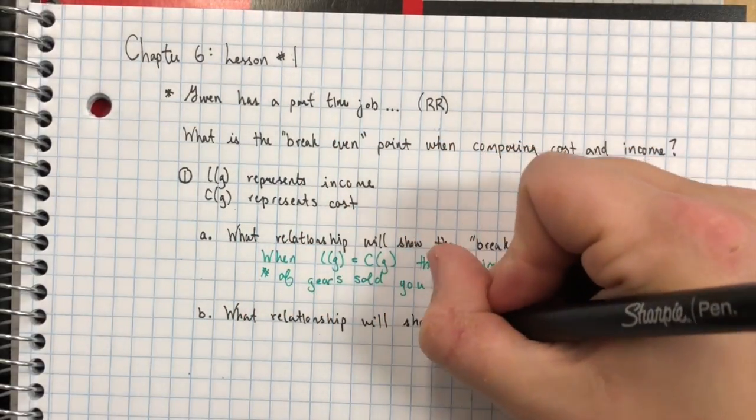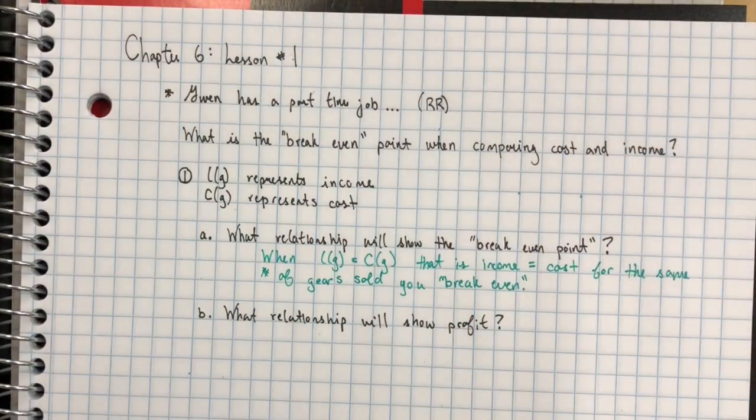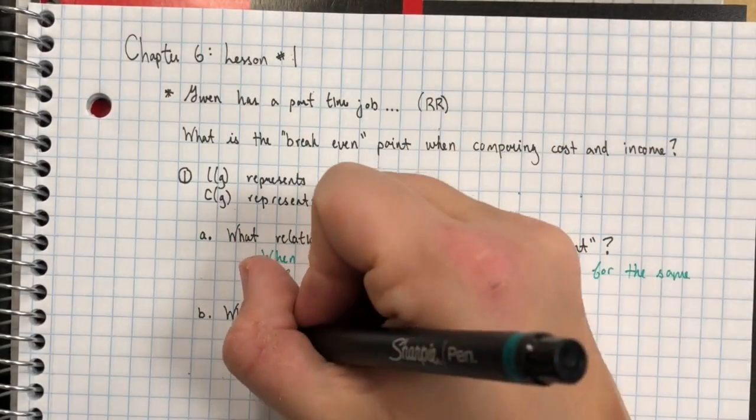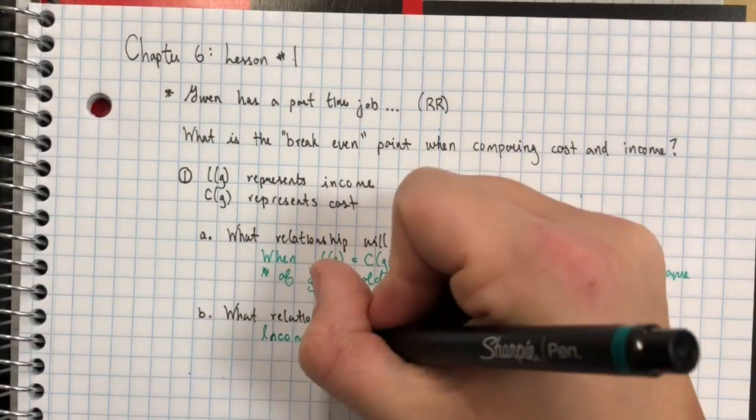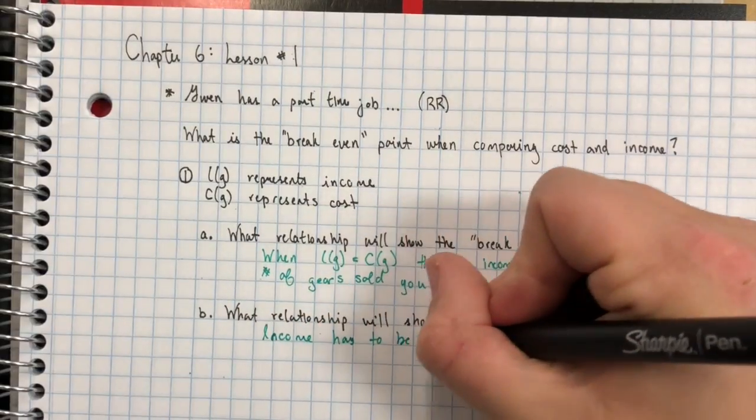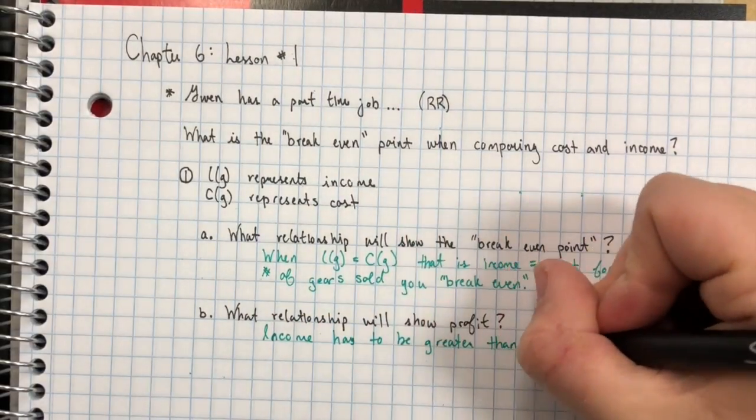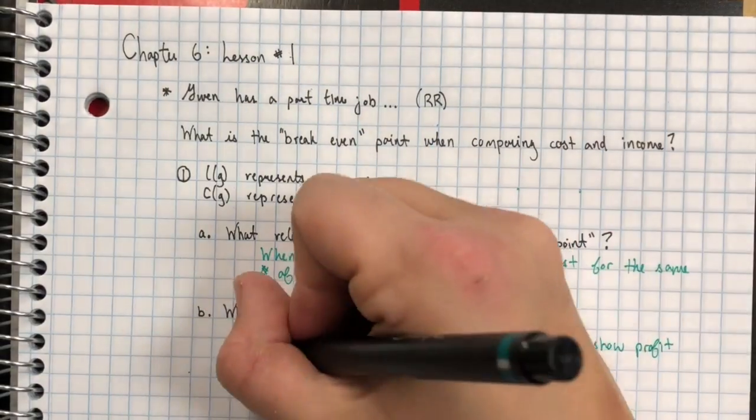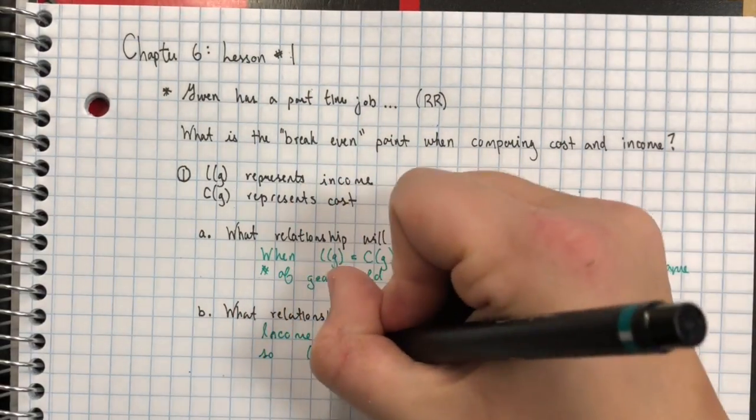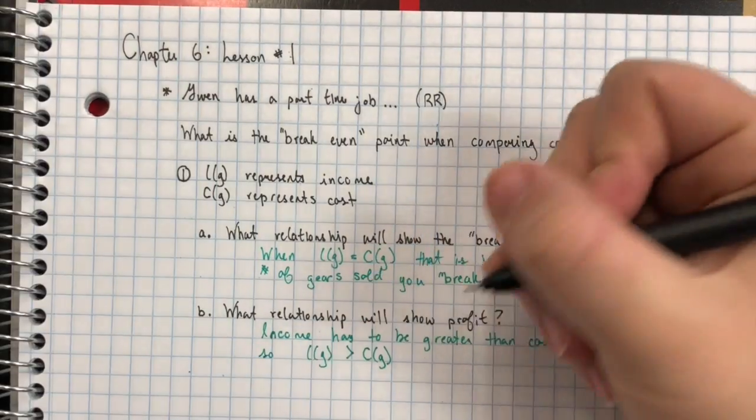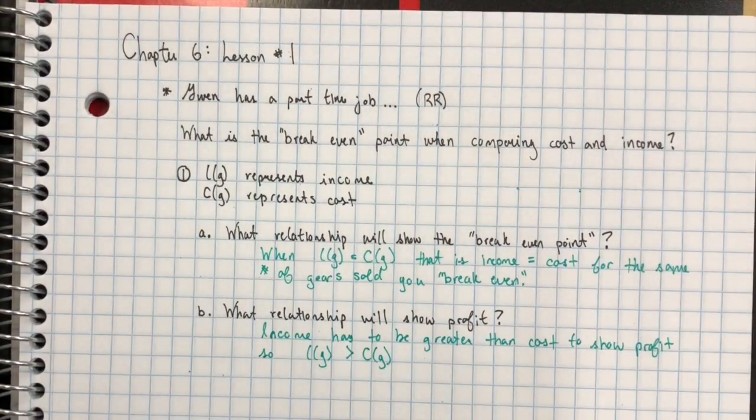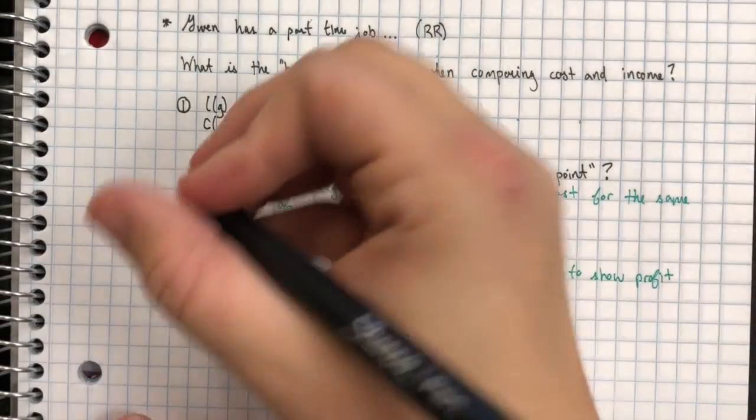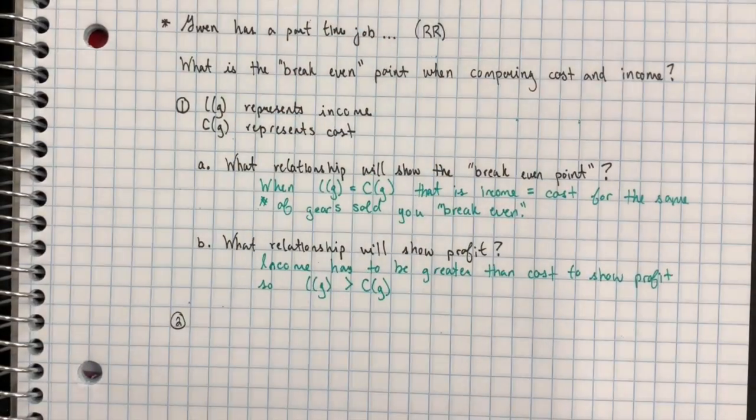Part B says, what relationship will show profit? So when I think about income compared to cost, I want to make more money than I'm spending to run my business. So when my income, the function of income, is greater than the function of cost, then I'm going to have a profit. I'm earning money.